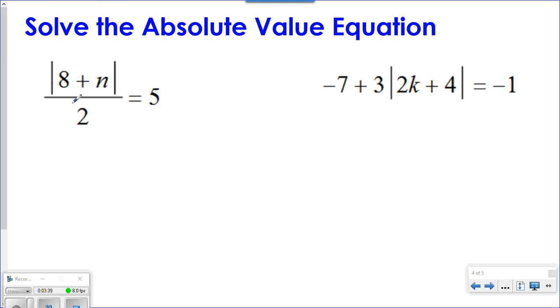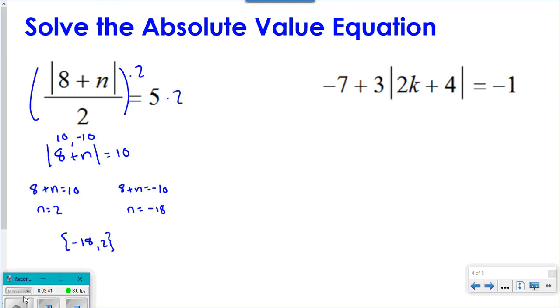Okay, go ahead and pause the video and try this one on the left. Alright, so when we solve this one, we first have to isolate that absolute value, which we do by multiplying both sides of the equation by 2. Make sure you also multiply the 5 by 2, because otherwise you're no longer maintaining that balance. Then we know that our piece inside the absolute value has to be equal to 10 or negative 10. We write our two equations, and we get a solution of negative 18 and 2. Go ahead and try the next one.